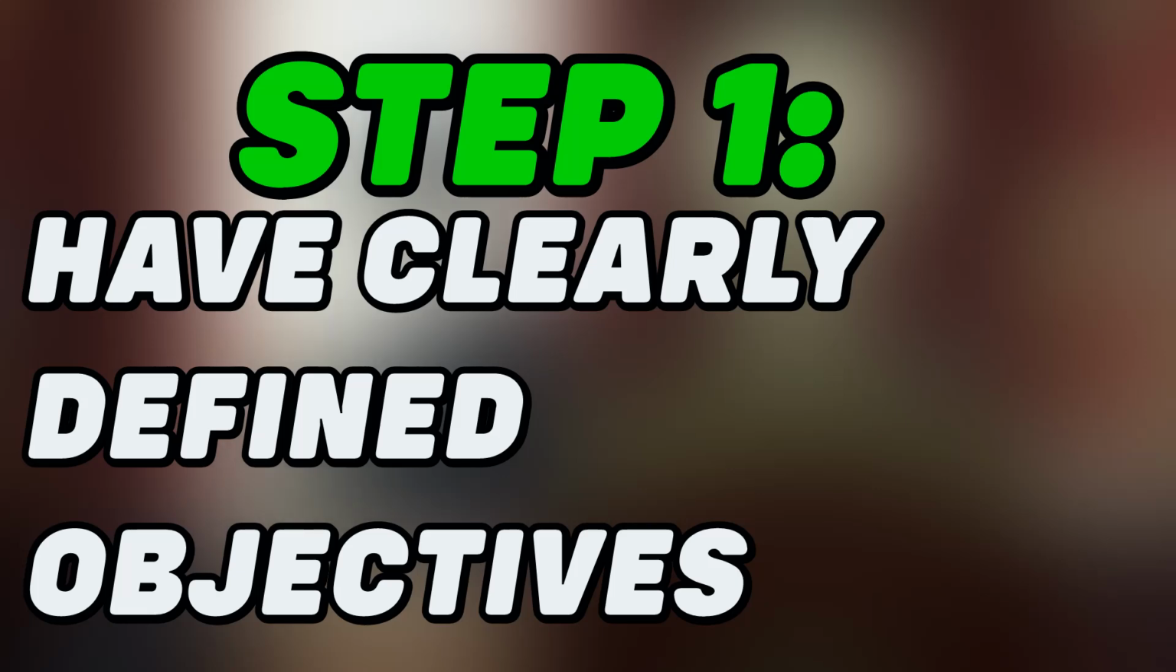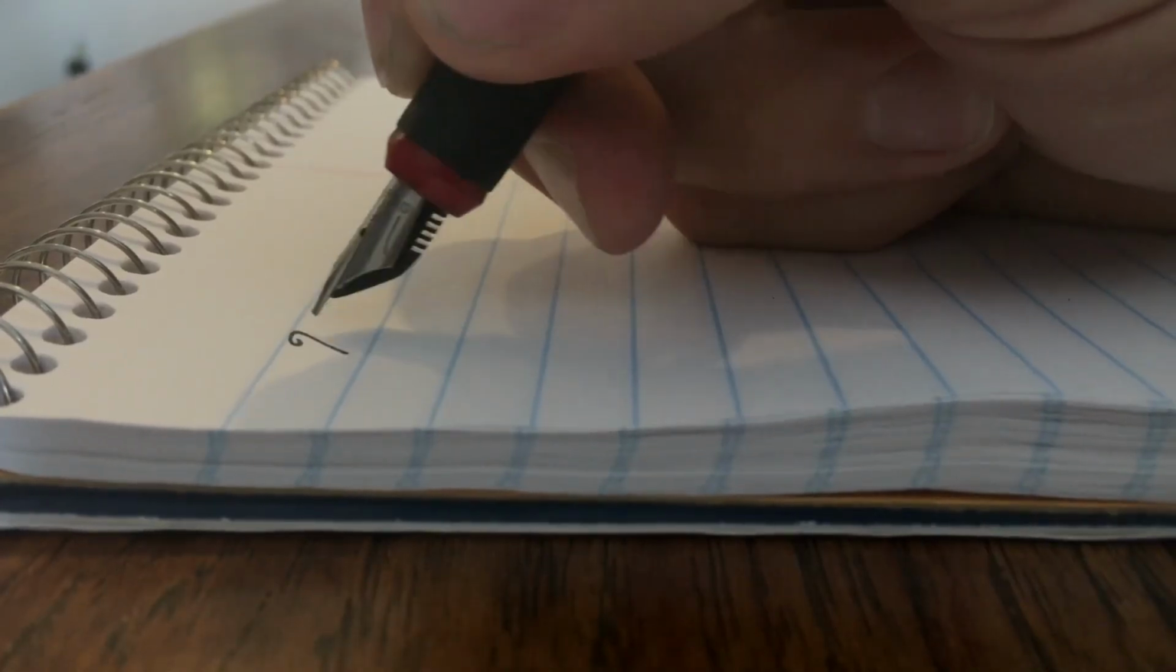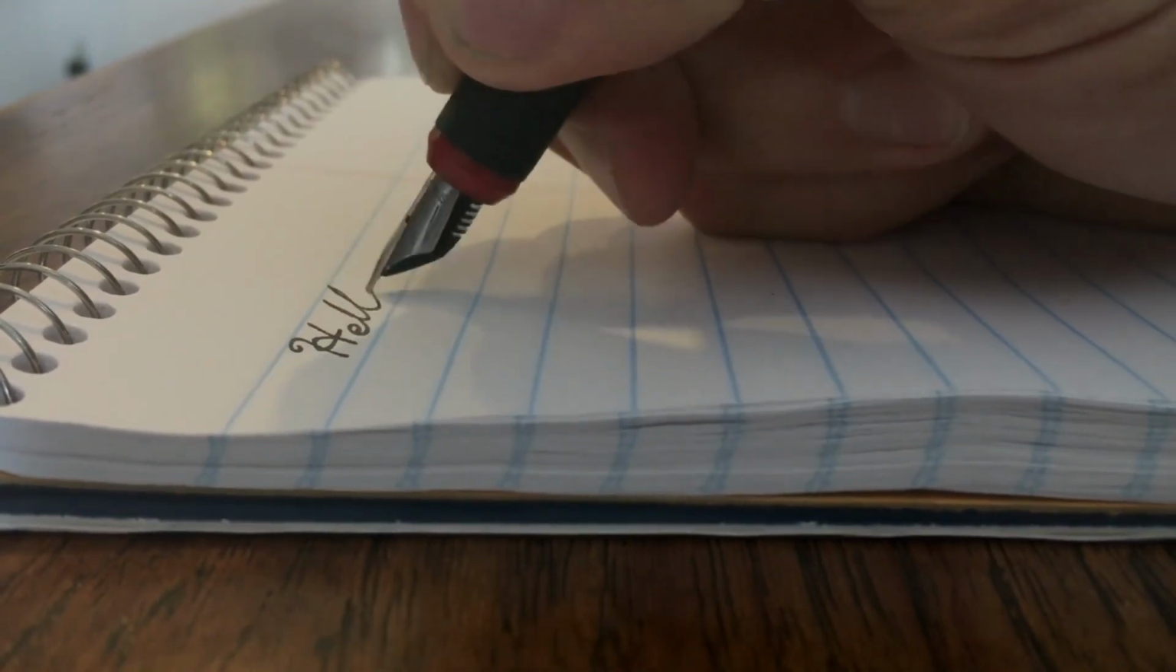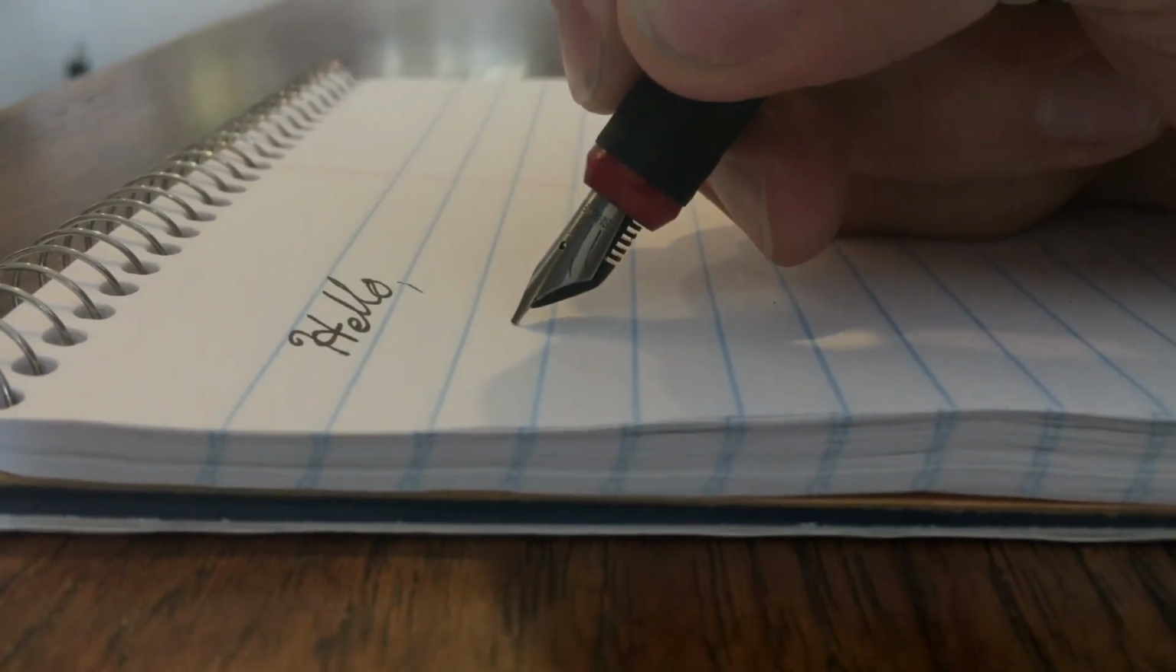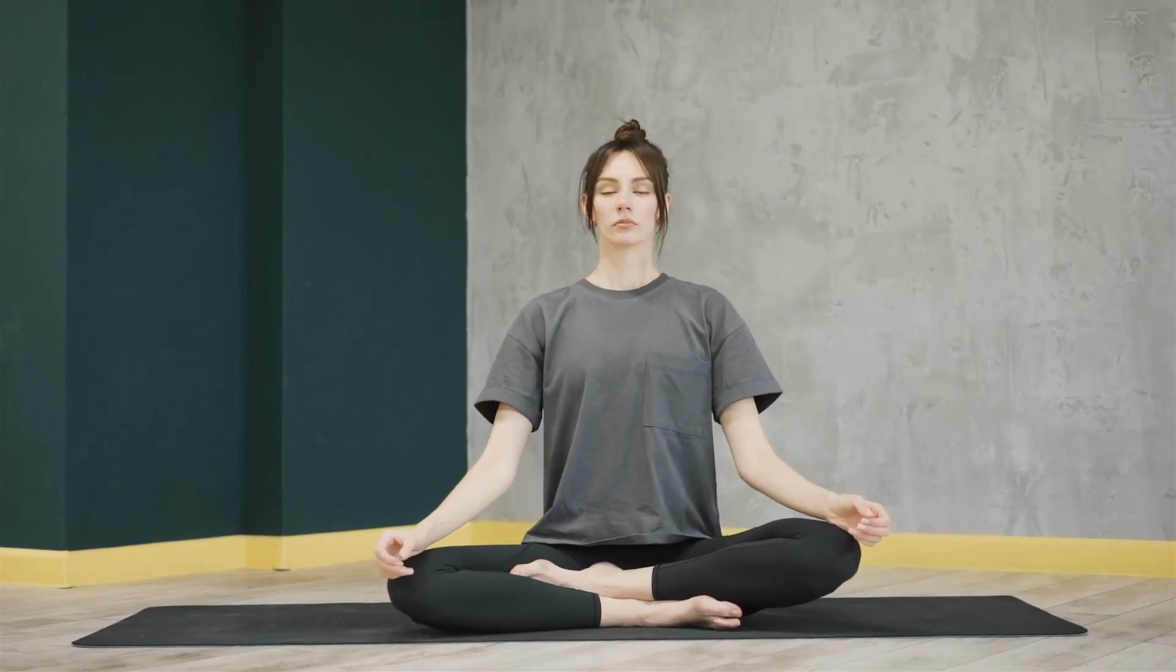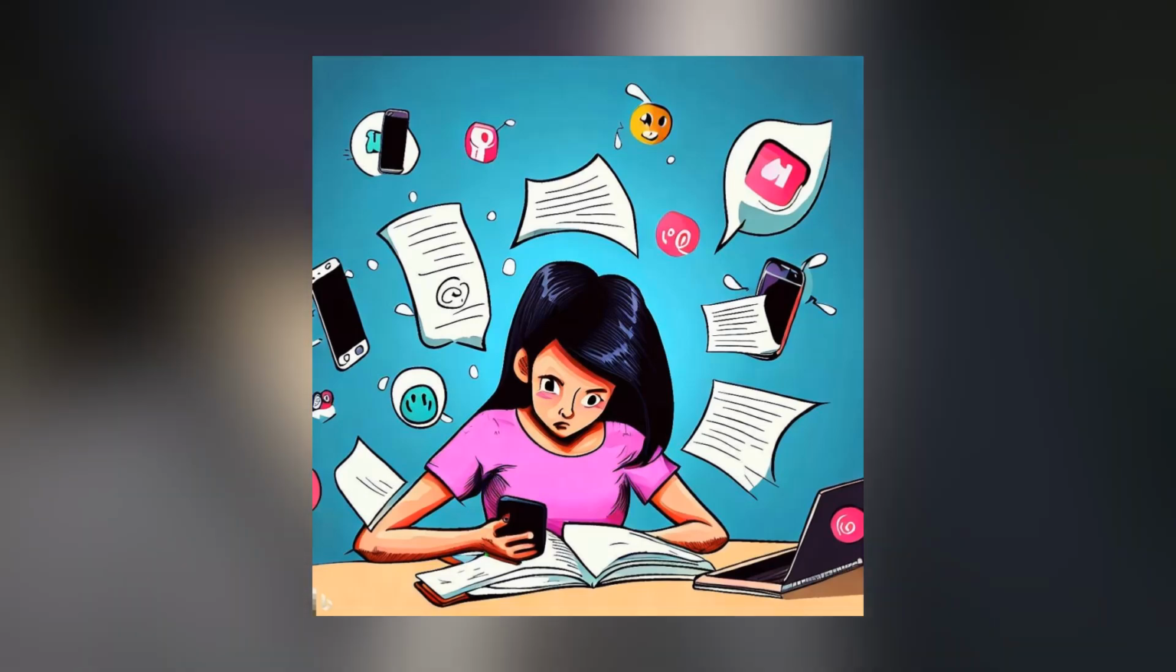Step 1. Have clearly defined objectives. Write down exactly what you plan to accomplish by jotting down clear and concise objectives and focus only on them. Be mindful and motivated to work only on your objectives and don't let anything else distract you.